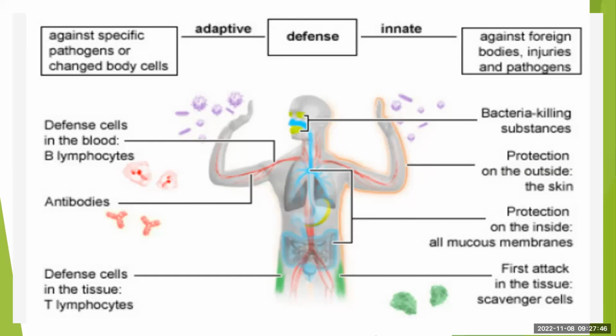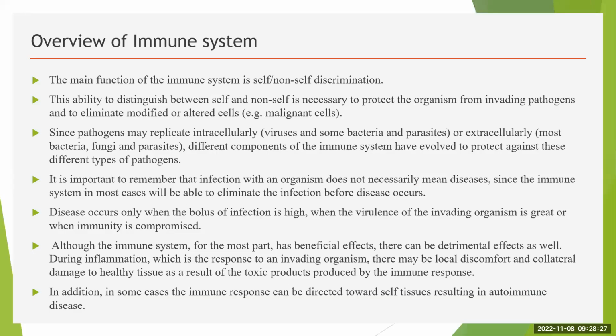Okay, yesterday we talked of the MALT being a very, very important component there in terms of barrier of entry. Then on the other side, we have the adaptive immune system, which fights against specific pathogens or changed body cells. This is ideally a defense which occurs mostly in the blood and also in the tissues. So this is a very, very important slide as well to understand and look at where these two systems interact and how they connect with each other.